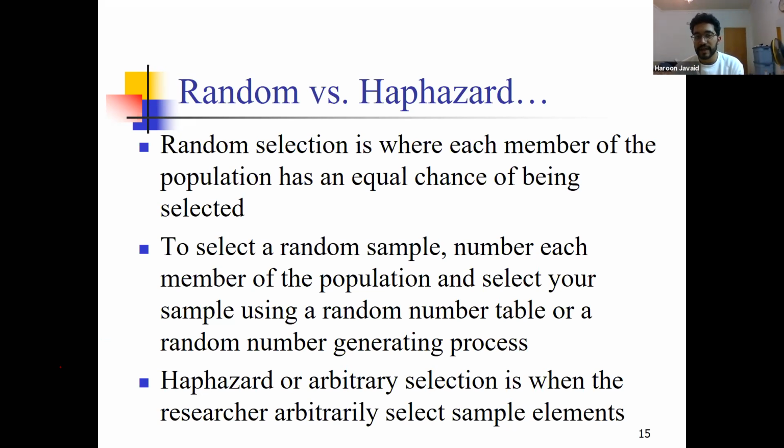The idea between random and haphazard is, for example, I have a class of students, and I number them all from 1 to 10, okay? Now, random sampling would be if I draw them out, so every name has an equal chance of being selected, or I use a random number generator.